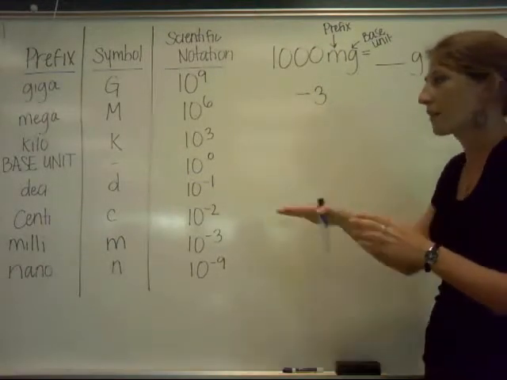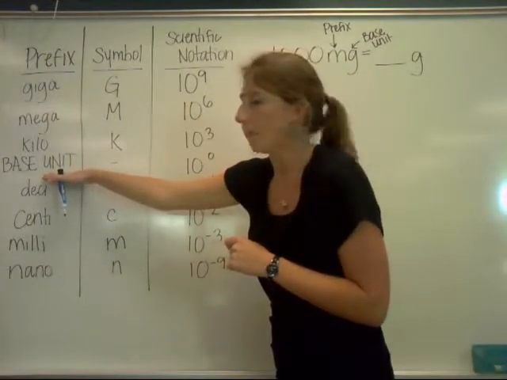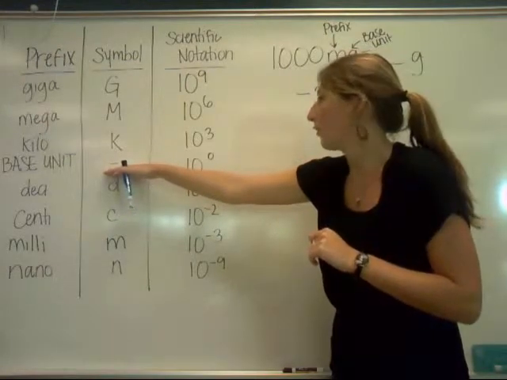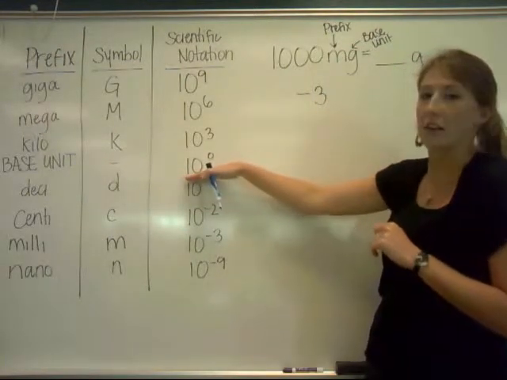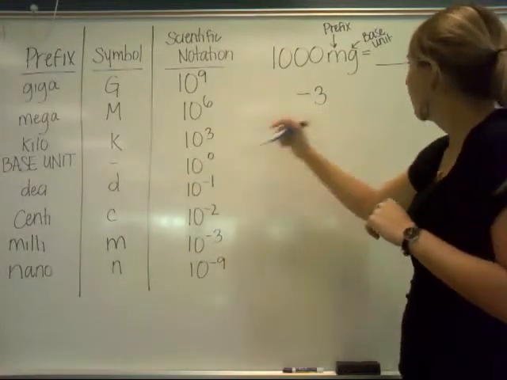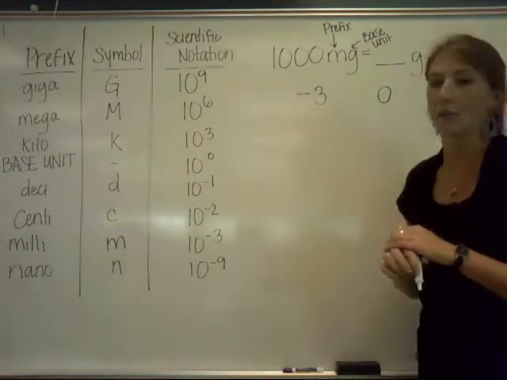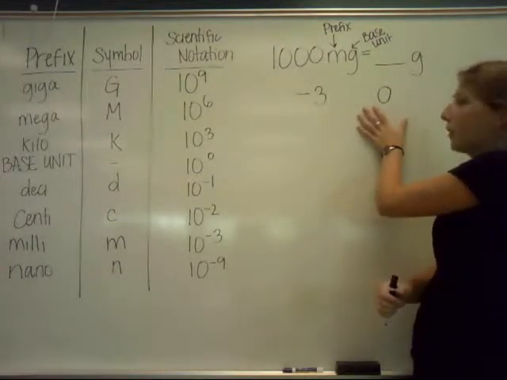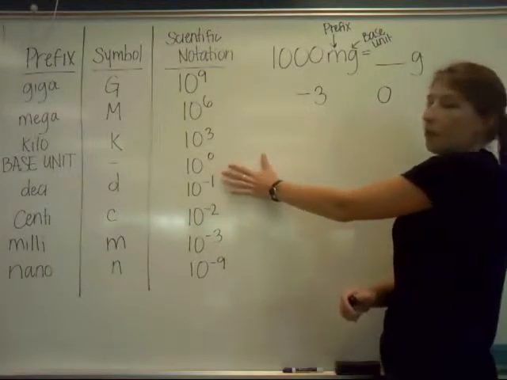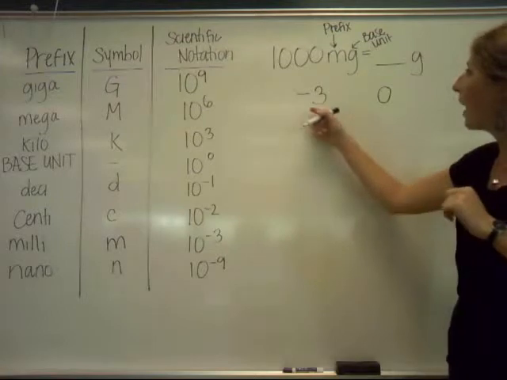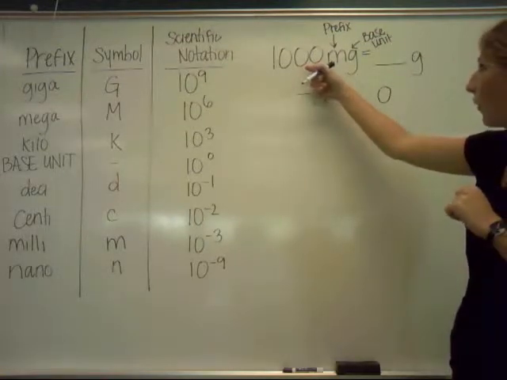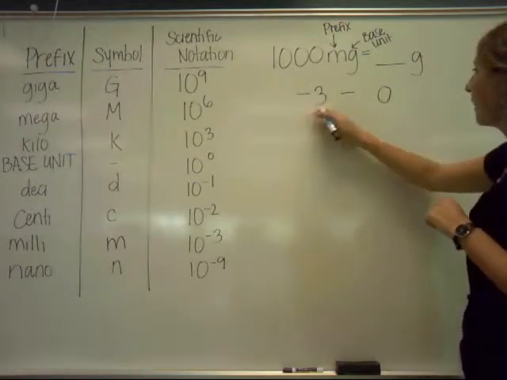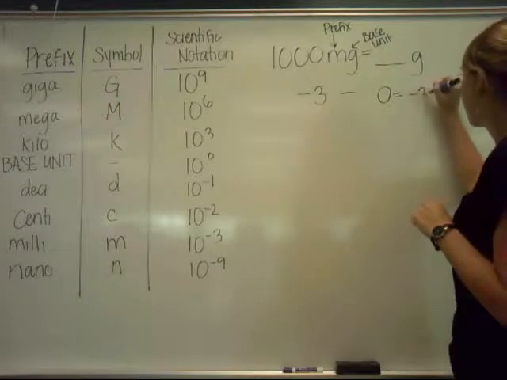Well, since there's no prefix, that means grams must be a base unit. So I'm going to go over from base unit. There's no symbol there, so that's what I'm looking for. And then I'm going to go over and find that in scientific notation. Okay, so I'm going to put a 0 beside grams. I have a negative 3 for milligrams and a 0 for grams. That's what I got from over here. All you have to do is take what you're going from and subtract to get your answer. So, negative 3 minus 0 gives me negative 3.